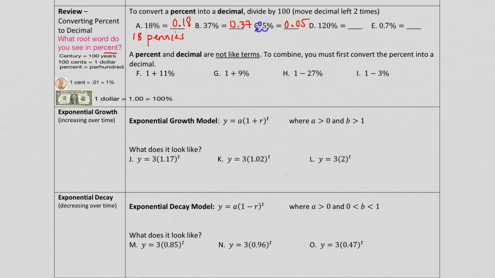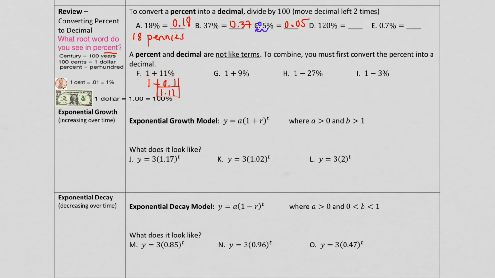Now, a percent and decimal are not like terms. So to combine, you must first convert the percent into a decimal. So when you have something like 1 plus 11%, think of it as having $1 plus 11 pennies. So $1 plus 11 cents or 11 pennies is the same as saying 1 plus 0.11, which is just going to be $1.11. Again, think about this in terms of money. 1 plus 11 cents in money is just 1.11.